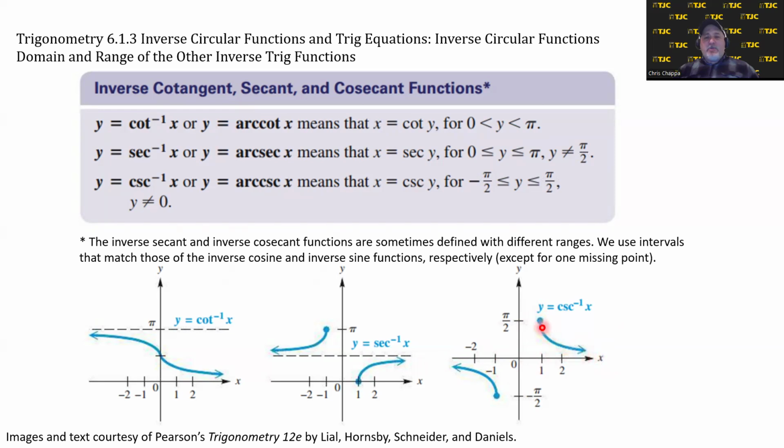And the domain is between negative pi over 2 and pi over 2 inclusive, but excluding 0 because of the horizontal asymptote. It is worth mentioning that the inverse secant and inverse cosecant functions, these last two, are sometimes defined with different ranges. We use intervals that match those of the inverse cosine and inverse sine functions, respectively, except for the one missing point because of the asymptotes.